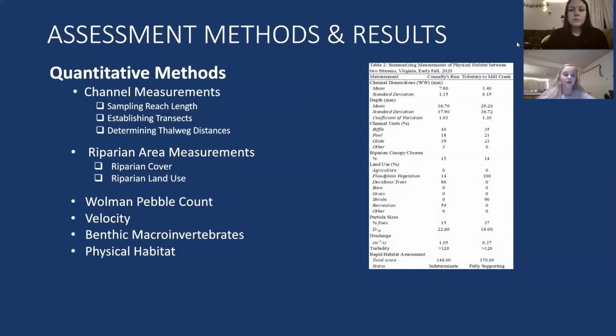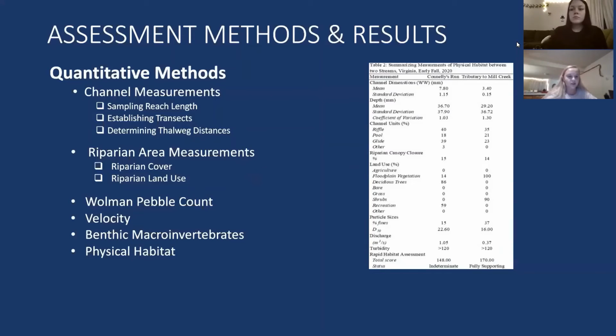When looking at riparian land use, there's 3 main ones, which are glide, pool, and riffle, and then there's an other section, which is anything that's not those 3. So for glide, that is water that is moving slowly with a smooth surface. For pool, that's still water with a glassy surface. And for riffle, that's water movement with small riffles and waves.